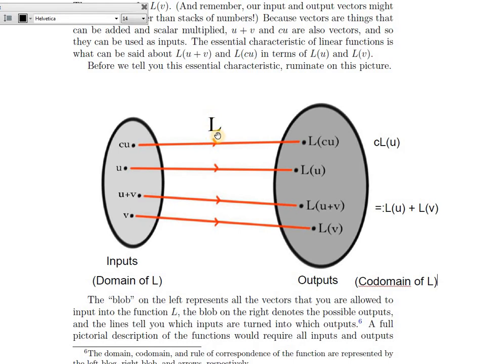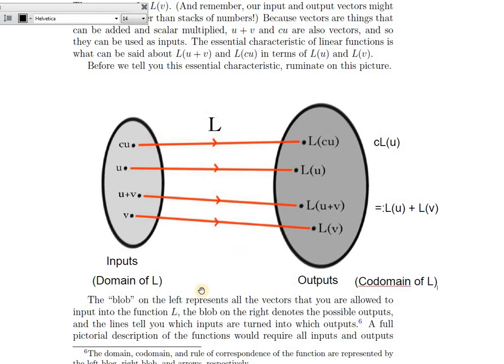Now, the function here in this picture is called L. So L is a function, also called a transformation or an operator. Those names are fairly interchangeable. But this L is your black box. This L takes the elements of the domain and produces elements of the codomain. So in this case, it takes CU, and the output is L of CU. That's the notation. Whenever you have any input, in this case U plus V, you write the output as L of U plus V.